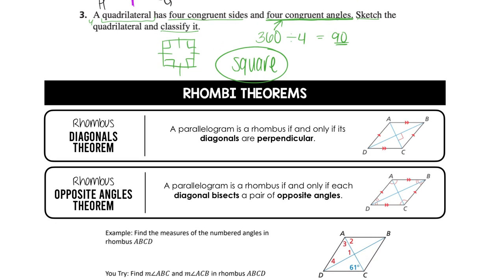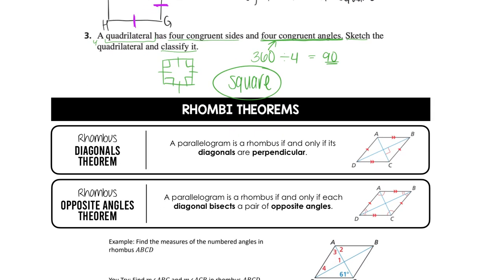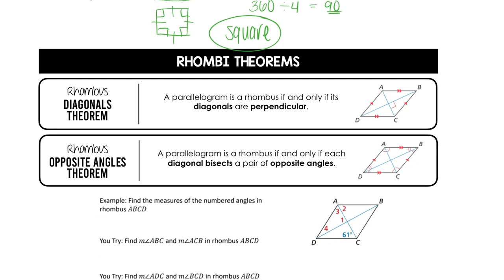Okay, now we're going to learn some more specific theorems about each of these three shapes. So we've got the basics down, we learned the definitions of them, and now we're going to learn some more theorems about them. And we'll start with a rhombus.